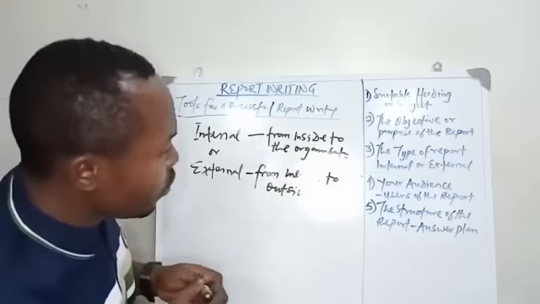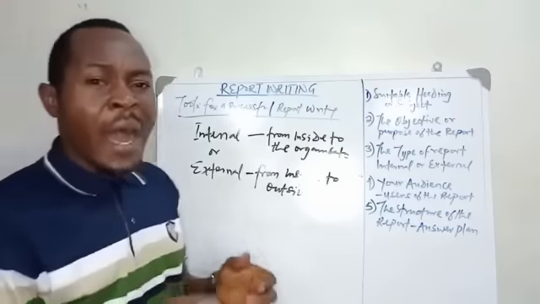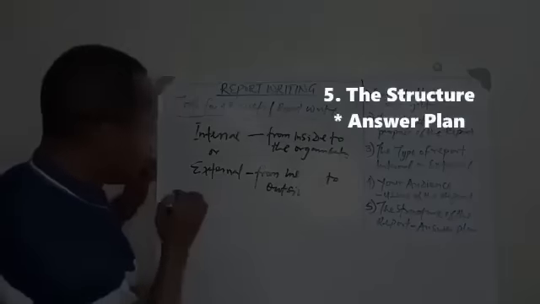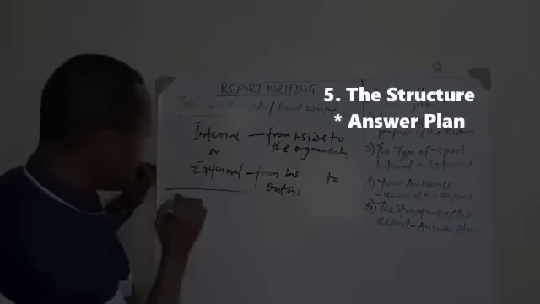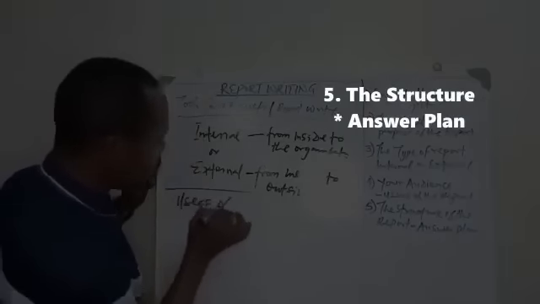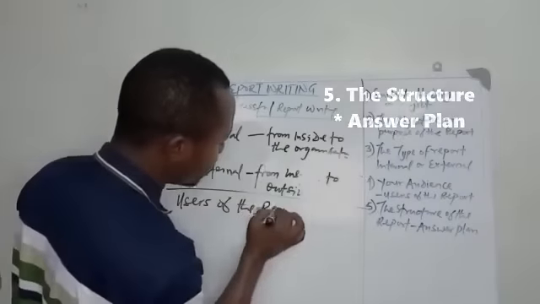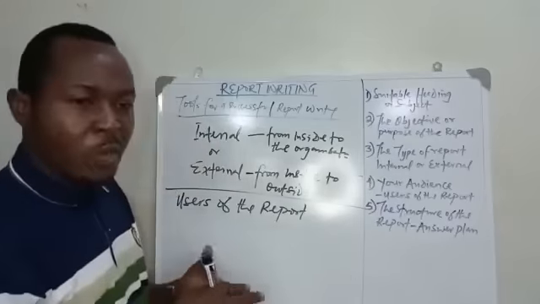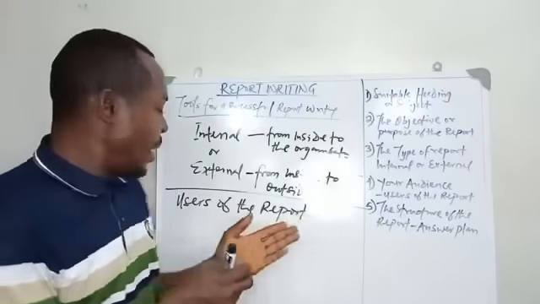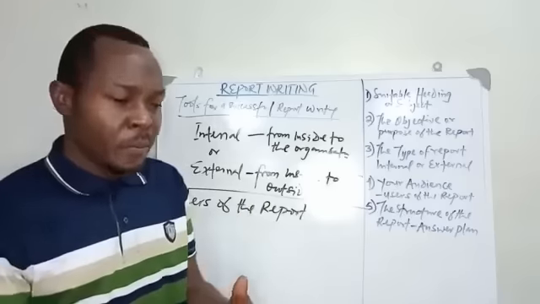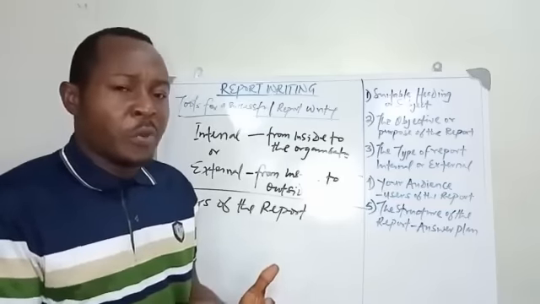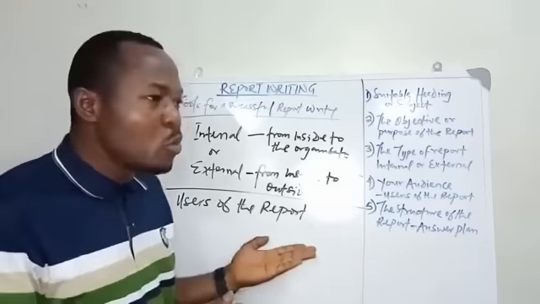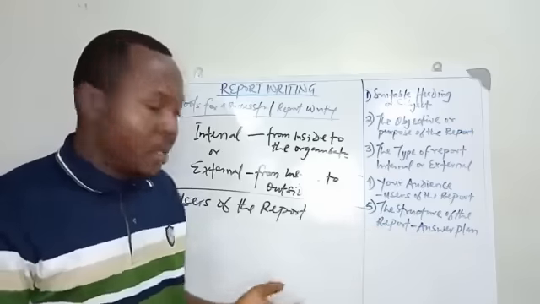Okay, the next thing we'll be talking about is who are your users. Who are the users of the report you are writing? Users of your report. And when we say users of your report, who are we talking about? We're talking about the people that will be benefiting. You don't just sit down and write a report. You write a report for the aim of benefiting others. So who is going to benefit while reading this report?